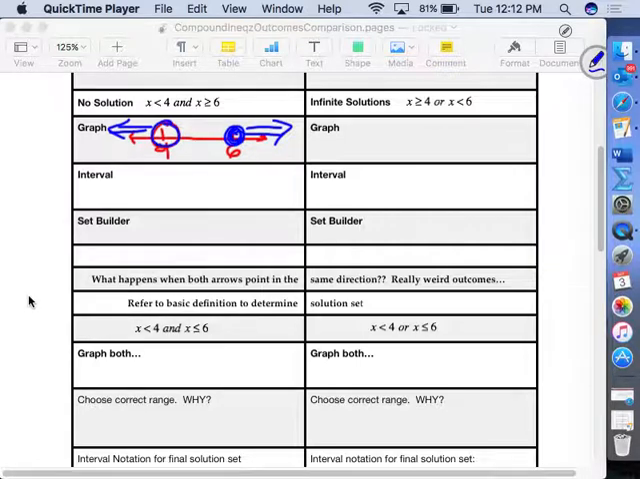Remember, this is my and, so both conditions must be true. That means I'm looking for a number that makes both true. No number exists to make both true. There's no number that exists that will make both true.